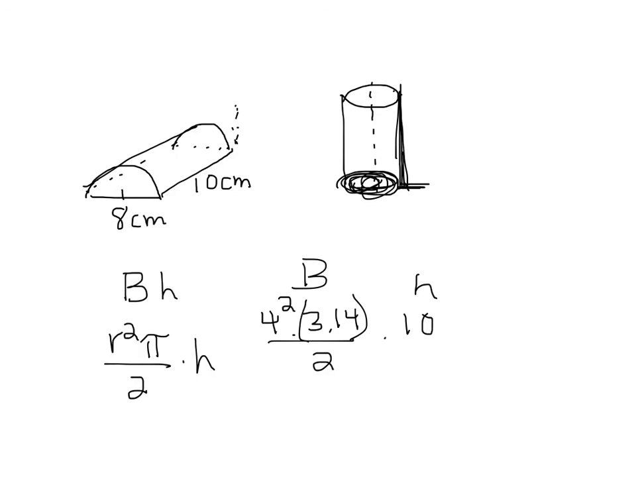Again, you can use your calculator: 4 squared times pi divided by 2 times 10 equals, and that is 251.2, and it would be cubic centimeters. Sorry, that's got to be within view. I'm going to erase that so you can see it. It's going to be 251.2 centimeters cubed.